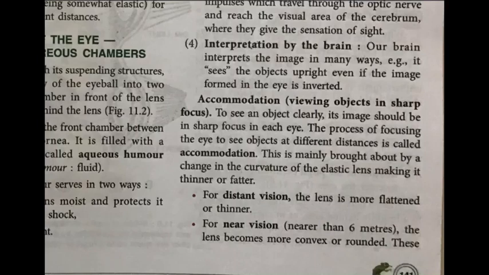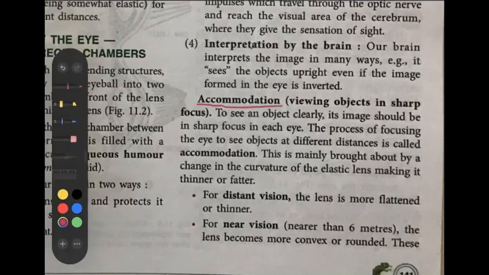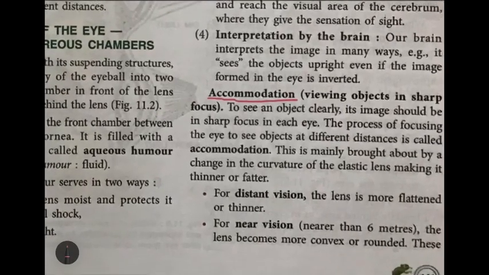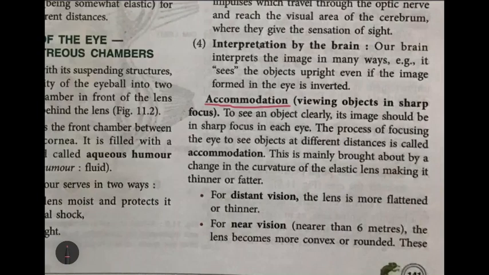Now in the last upload, we were talking about the eye in the chapter sense organs. So today we are going to start with accommodation. Now what do you mean by accommodation? Accommodation means viewing objects in a very sharp focus. You will see the object clearly. So in order to see the object clearly, the image must be in sharp focus in both the eyes.